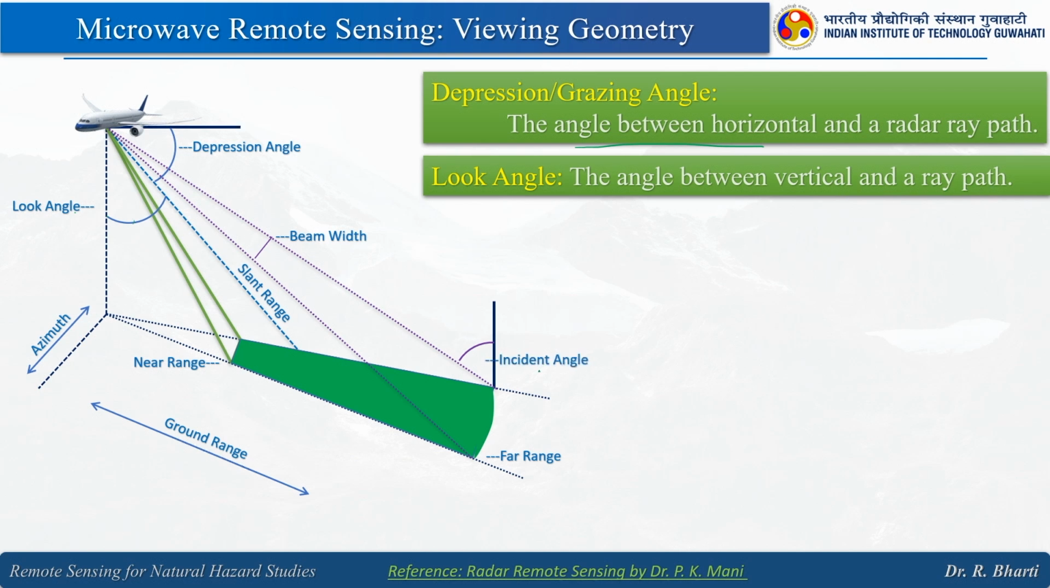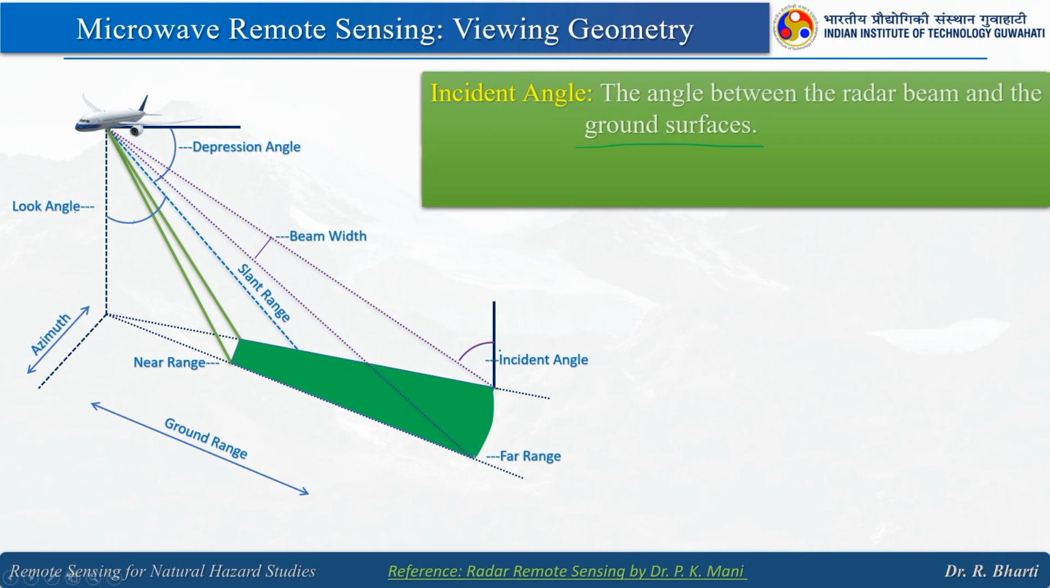Then the third one is the incident angle. Here, if you draw a perpendicular on top of this surface, with respect to that, what angle the beam has made, that is the incident angle. So, the angle between the radar beam and the perpendicular to the ground surface is called the incident angle. Then comes the azimuth. Just notice here, this is azimuth.